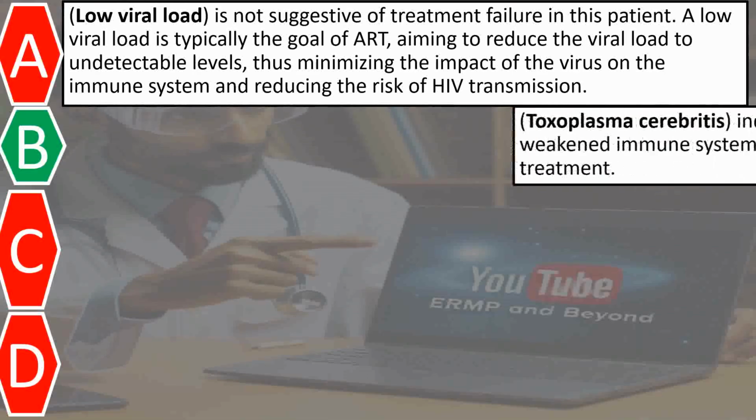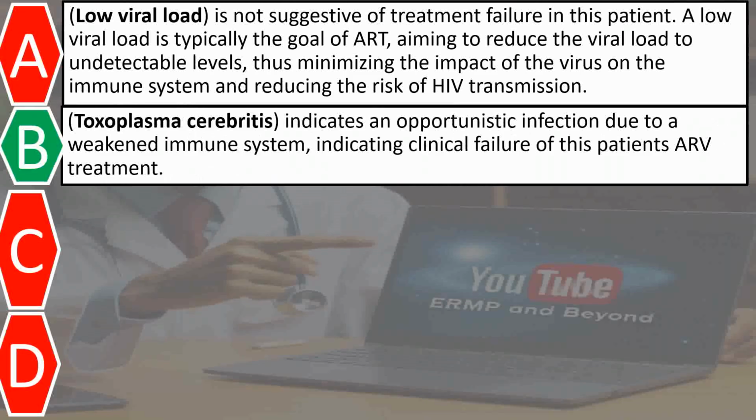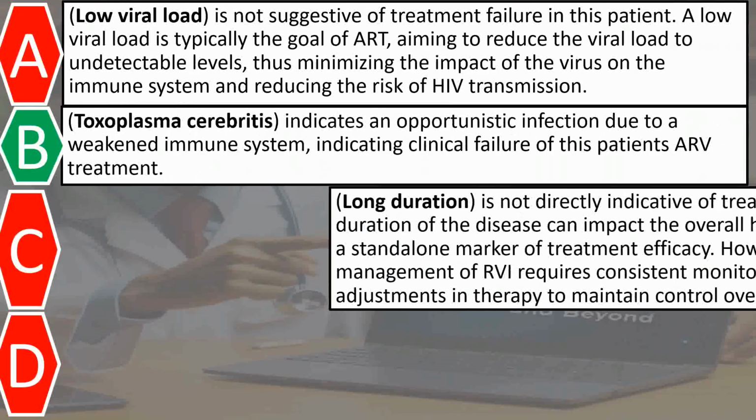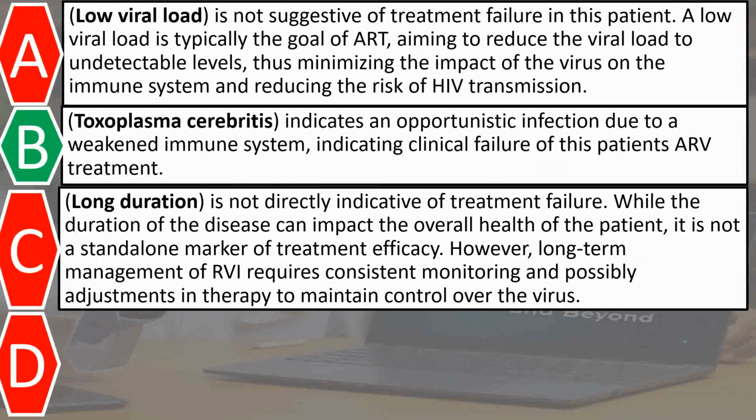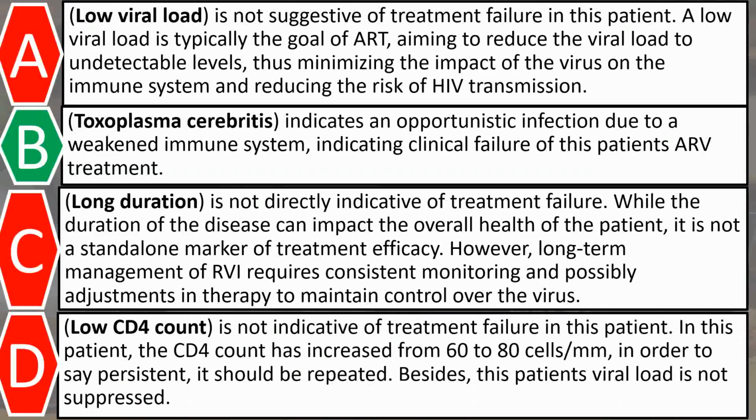of success or failure. Moving on to option B, we encounter Toxoplasma cerebritis, an opportunistic villain that preys on the weakened defenses of the immune system. It's a signal, a red flag indicating that the patient's antiretroviral therapy might be losing the fight. Picture the MRI scan showing ring-enhancing lesions, a hallmark of this insidious infection, mirroring the struggles within our patient's case. It's a stark reminder of an immune system in jeopardy, potentially overwhelmed by the very treatment meant to protect it.